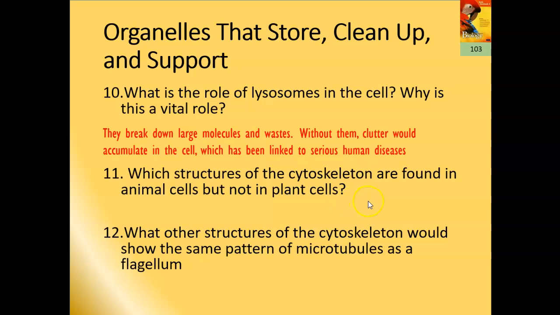Twelve, which structures of the cytoskeleton are found in animal cells but not plant cells? Centrioles. Again, we said centrioles are involved in animal cell division. And then what structure of the cytoskeleton, microtubules, is the flagellum.